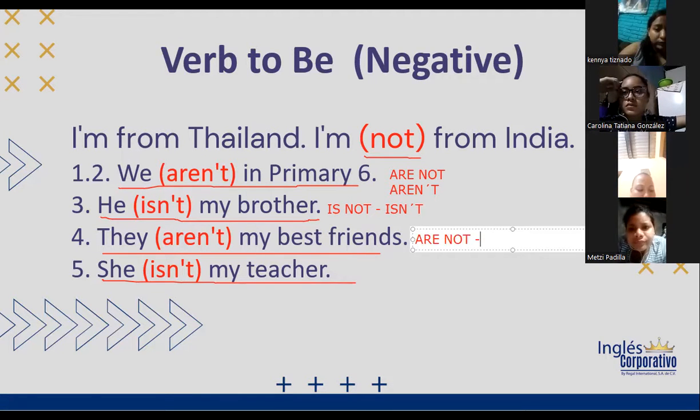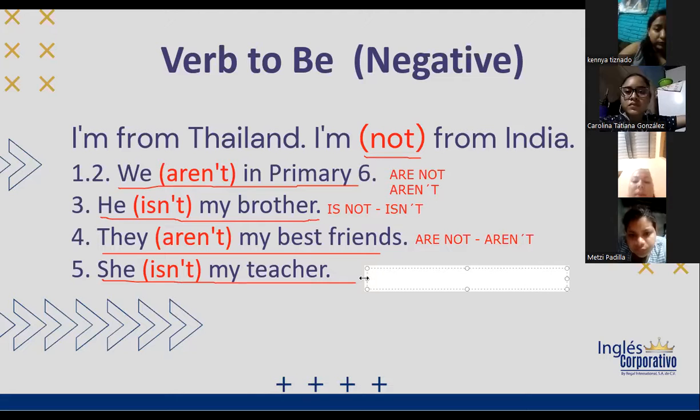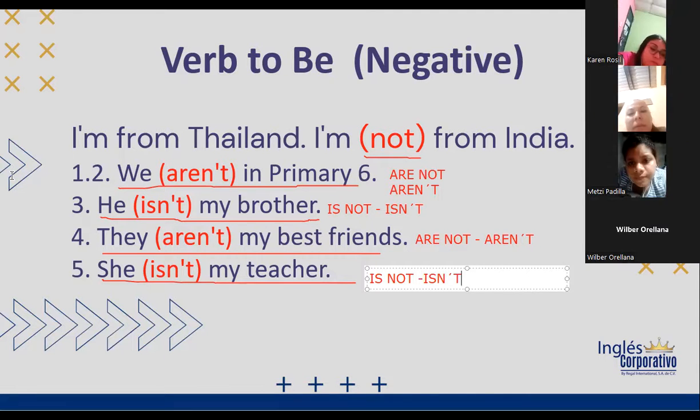Are not. ¿Y la forma contractada? Ajá, ¿y la forma contractada? Aren't. Yes, very good. Y en la última, ¿cuál es la forma completa? Vamos a ver. Is not. Y la forma contractada sería. Isn't. Very good. Okay. If you want, you can copy this.